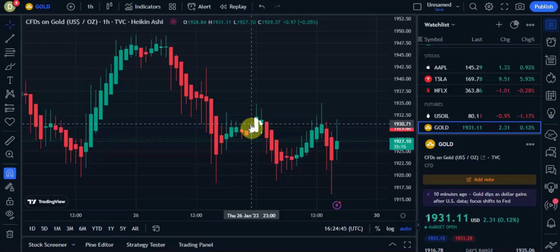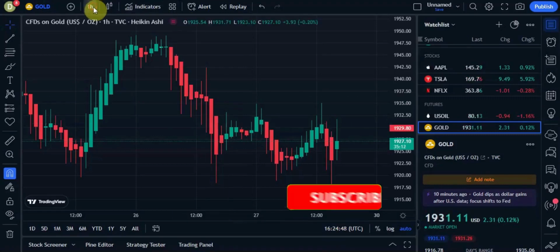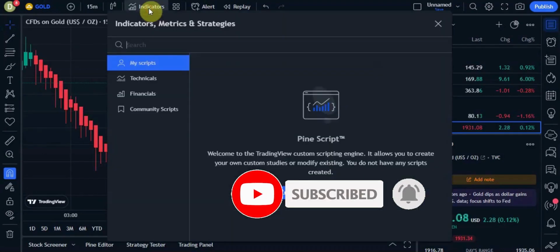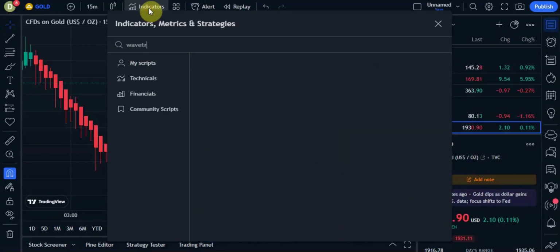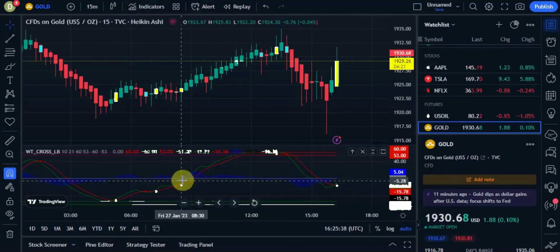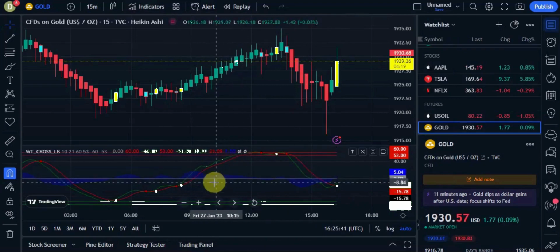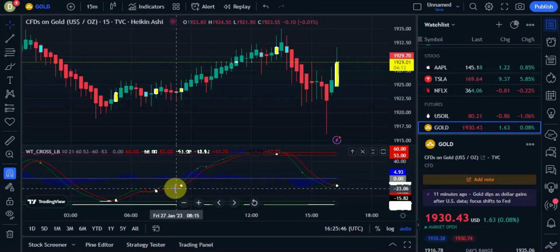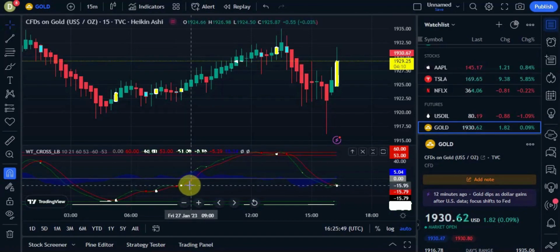Let's start off by opening up a gold chart with a 15-minute time frame. Next, we're going to go to our indicator section and type in wavetrend with crosses. This is the one that we want, by Lone Star 108, and we can see so far it has 17,097 users, so it's a very popular indicator on TradingView. This is the basic look of it. It has a moving average, and we can see our buy and sell entry signals here. The red dots are for our sell entries, and the green dots will be our buy entry signals.